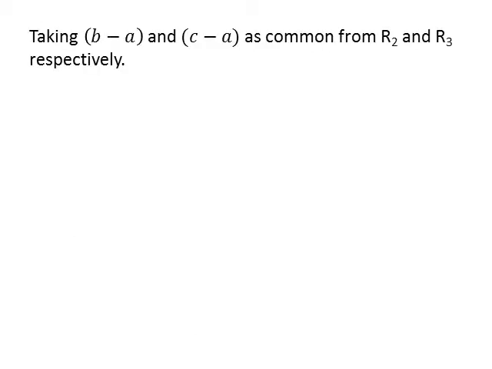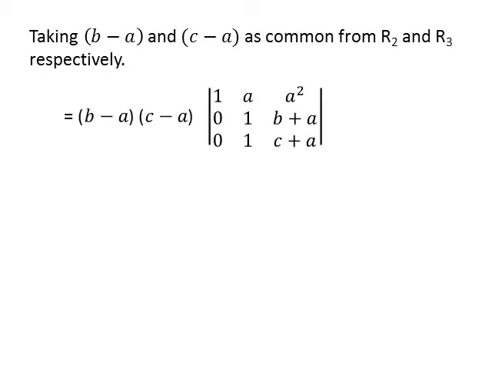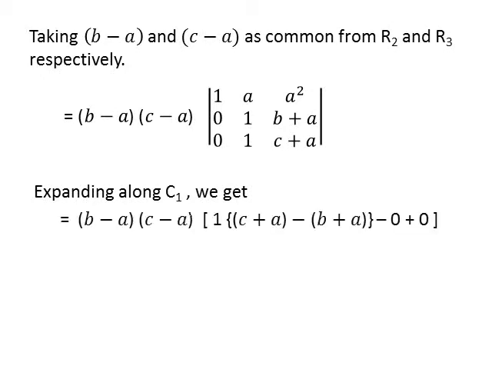After taking b minus a and c minus a as common, we are left with the determinant in which elements of R1 are 1, a and a square, elements of R2 are 0, 1 and b plus a, elements of R3 are 0, 1 and c plus a. In next step, expand this determinant along C1 because two elements of C1 are 0. Write b minus a and c minus a as it is. After simplification, we get b minus a multiply with c minus a multiply with c minus b.